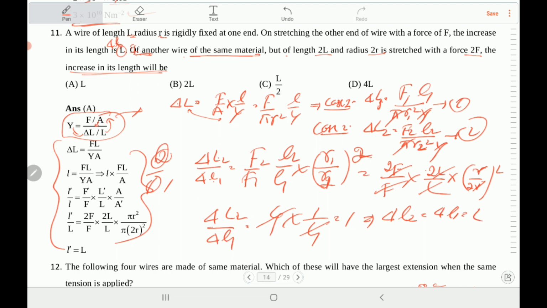Take delta L1, by L we are stretching it. So delta L1 is the increase in length L, and delta L2 also becomes L. That's all. That is option A for this.